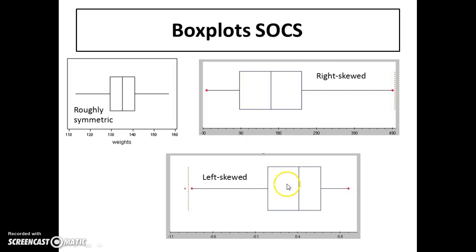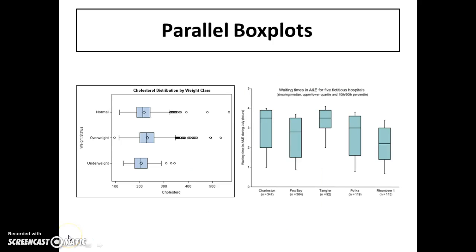Similarly, in this box plot, my whisker is much longer out to this left side, so my distance from my median to my minimum is way larger than my distance from my median to my maximum, meaning this data set is going to be left skewed. There's going to be a long left tail.